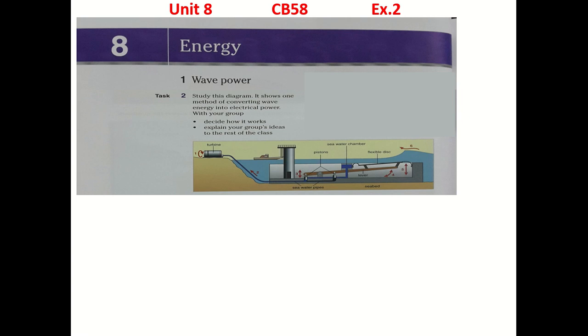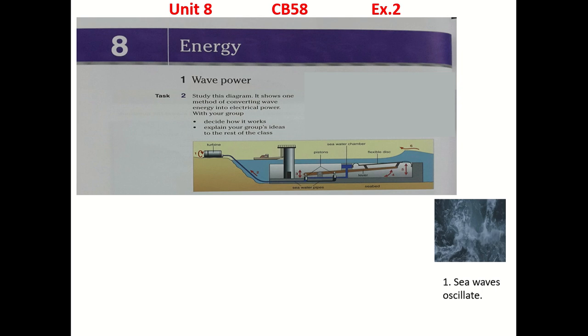Then we have a set of pistons, and we have many sea pipes, and finally a turbine on the land. Now, how does it work? It all starts with sea wave. The sea wave oscillates. This oscillating motion causes the disc, which is attached to the lever, to move up and down like this.